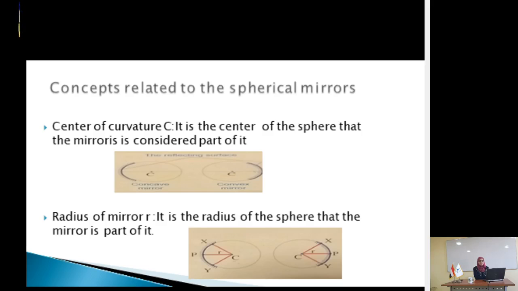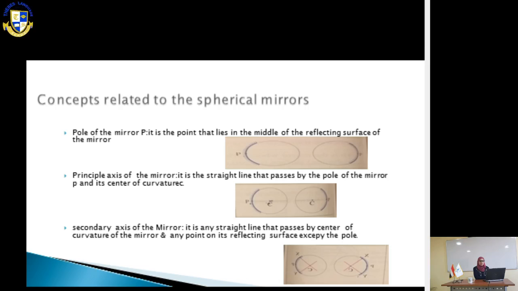What is the radius? The radius is a straight line or distance between the center of curvature and any point on the reflecting surface. Slide number 8. Here we have the pole. What is the pole of the mirror? It is a point in the middle of the reflecting surface. As shown here in the figure, we can see the pole of the mirror. The symbol is B. It is the point that lies in the middle of the reflecting surface of the mirror.